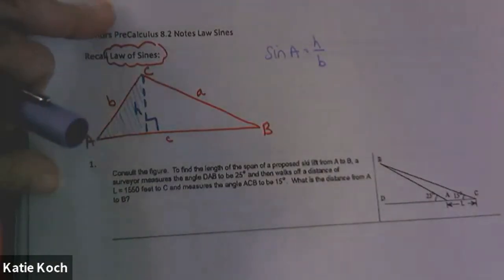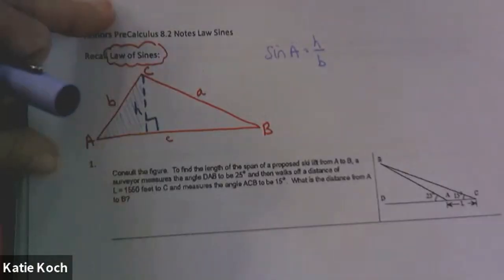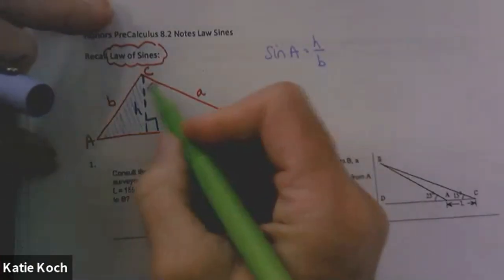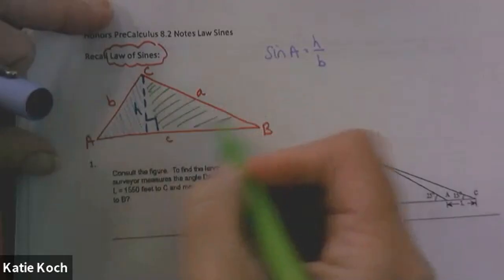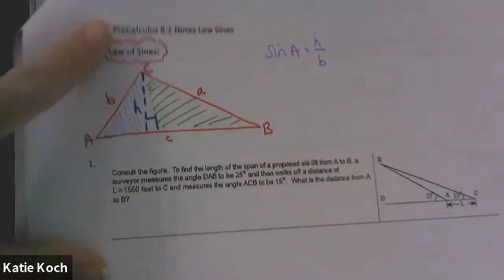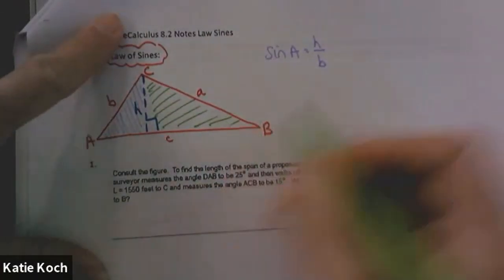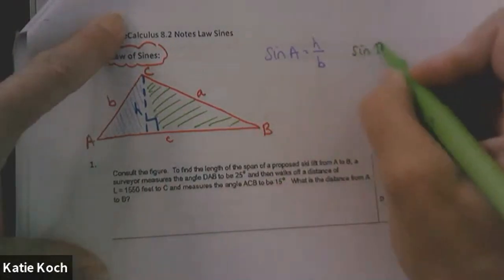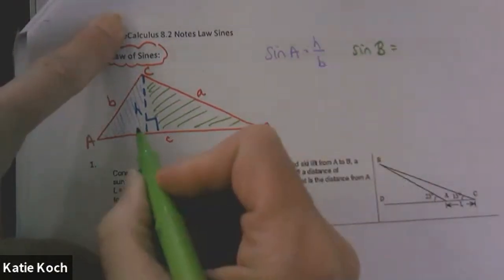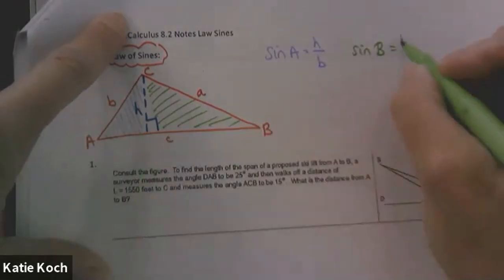And then let's go with some green. On the green triangle on the right-hand side, I could also use SOHCAHTOA to say the sine of angle B is opposite over hypotenuse, that'd be H over A.